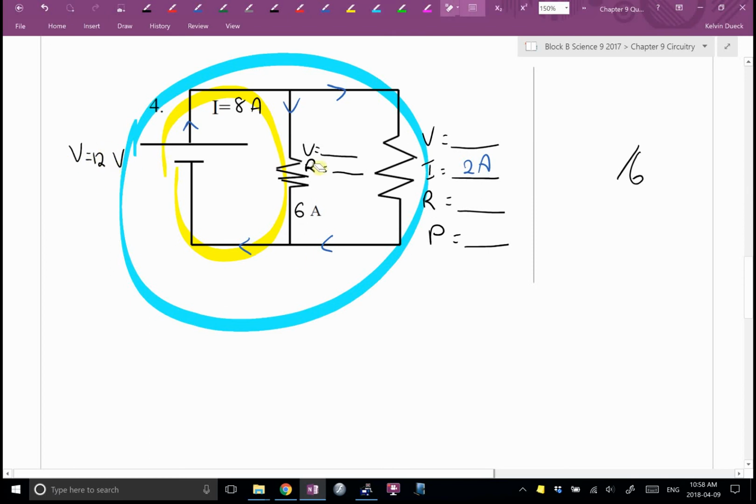So going down this one, how many volts must I lose right there, Brooklyn? How many volts am I gaining? How many volts do I lose there if that gets me to the bottom? Yep.